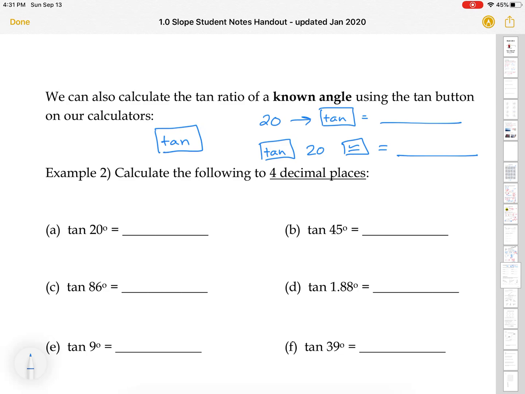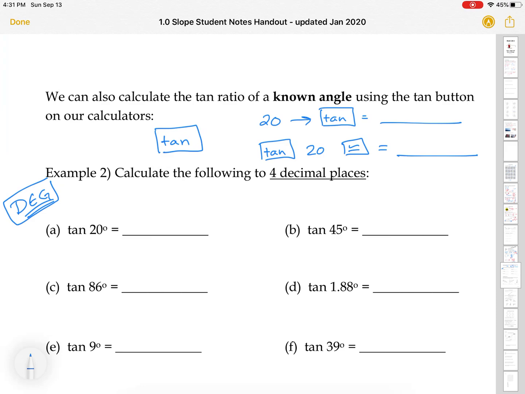I'm going to do it on mine, and we'll talk a little bit about what setting you have to have your calculator on. You have to have it on degrees. If it's not in degrees, you'll get the wrong answer. Most calculators are going to be in degrees, but sometimes they're not.